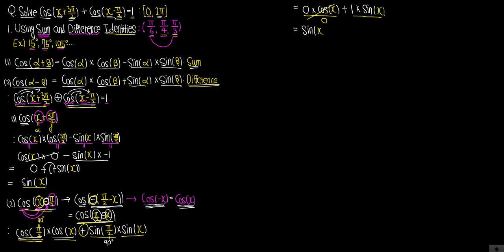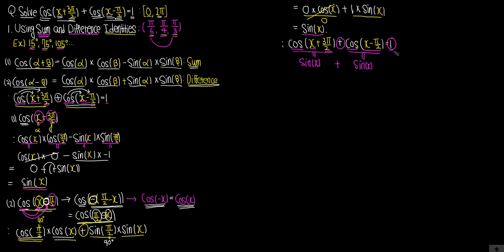But what is our ultimate question? Our ultimate question was to solve cosine of x plus 3 pi over 2 plus cosine of x minus pi over 2 is equal to 1. So let's rewrite it: cosine of x plus 3 pi over 2 radian plus cosine of x minus pi over 2 radian is equal to 1. The cosine of x plus 3 pi over 2 radian, we defined as positive sine x using the sum identity for cosine. And for cosine of x minus pi over 2 radian, we also defined that value as positive sine x. We're adding those two values, and we're getting 1.